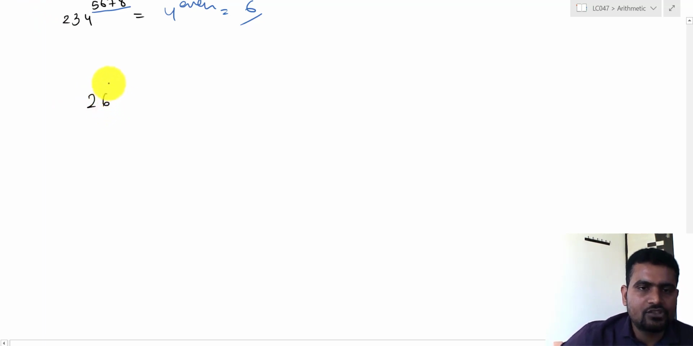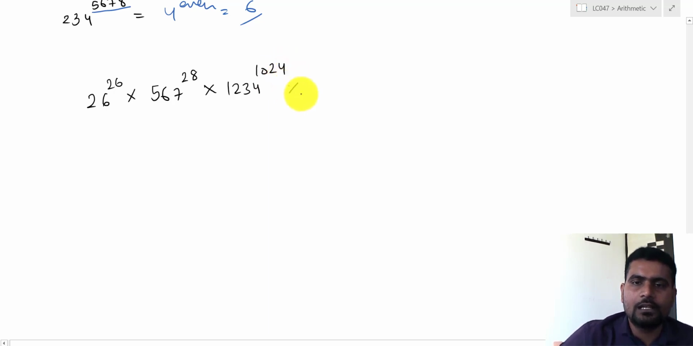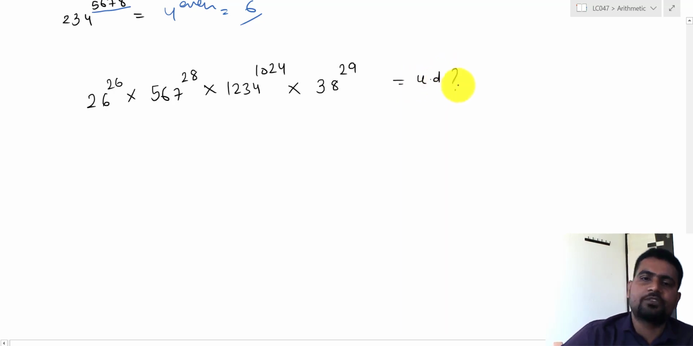26 raised to power 26, into 567 raised to power 28, into 1234 raised to power 1024, into 38 raised to power 29. What is the unit digit of this expression? Okay, so how are you going to find it?